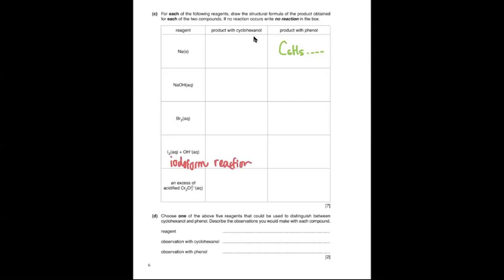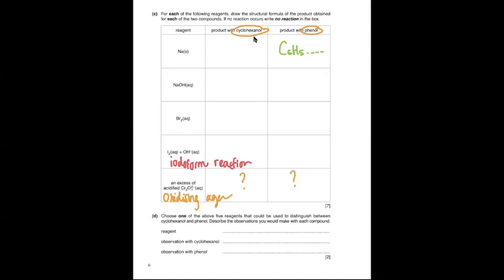Okay, an excess of acidified dichromate. So dichromate is actually an oxidizing agent. So you have to look at each of these compounds. Will cyclohexanol be oxidized? Will phenol be oxidized? Okay.